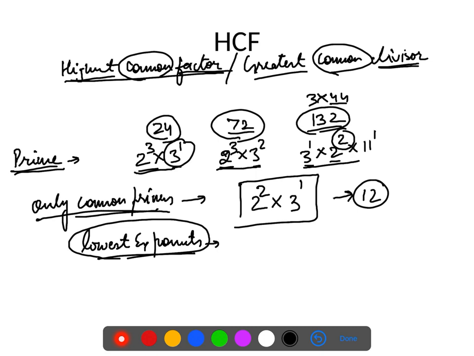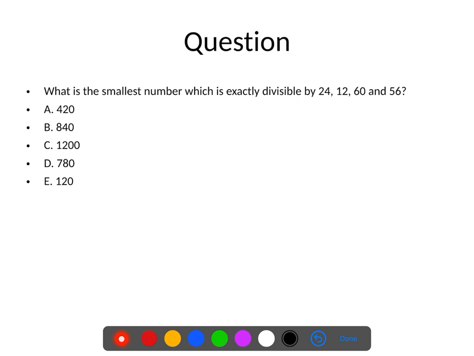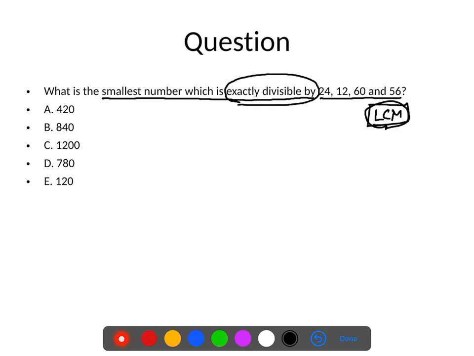Let's see some questions. What is the smallest number which is exactly divisible by so-and-so numbers? Now you see, in official GMAT questions, this word LCM would be very rare. Or I can say no official GMAT question will use the word LCM. So we need to figure out from the language whether we need to calculate LCM, HCF or something else. We need the smallest number which is exactly divisible by these numbers. So the number must be divisible by each one of them.